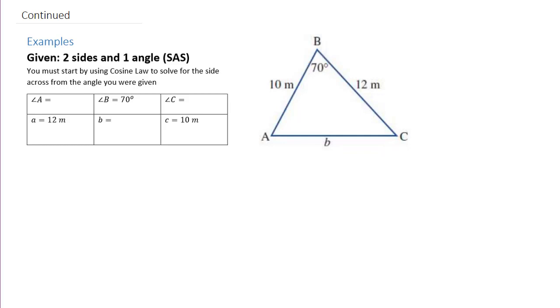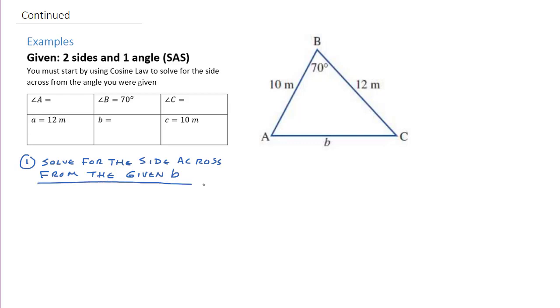Okay, so step 1. We have no choice here. Let me just write this down. Step 1, we are going to solve for the side across from the given angle. So let me just write this all down so I have a nice complete note. Solve for the side across from the given angle. All right, which would be side B. We have no choice. You have to start there. You can try, but you're not going to get it to work any other way.